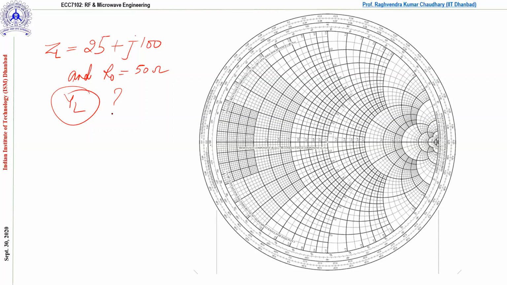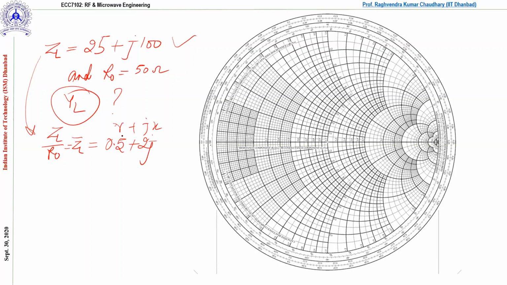Please check all the steps here. First we need to normalize. How do we normalize? You just divide ZL over R0, so this will be ZL bar, and this will be 0.5 plus 2j. Correct? It means R plus jX.